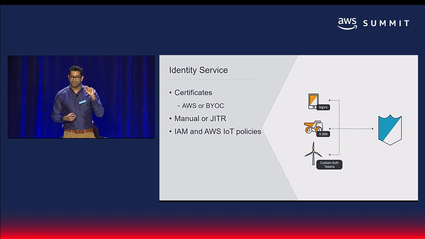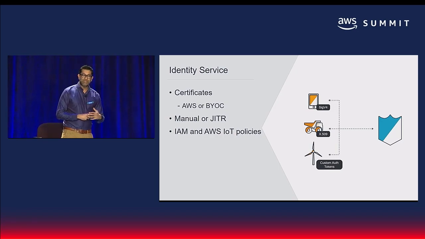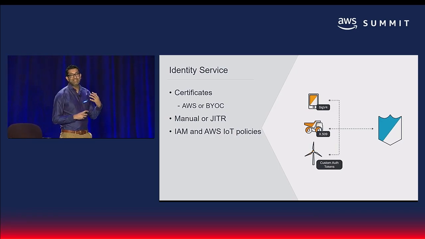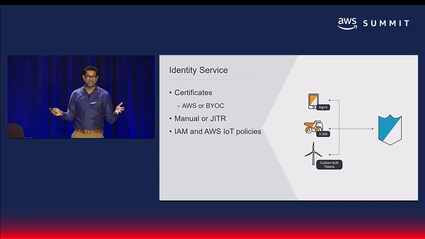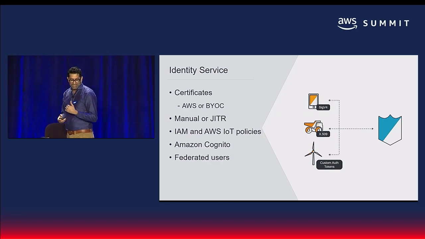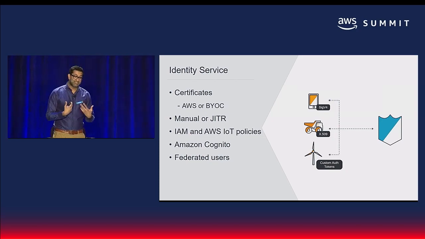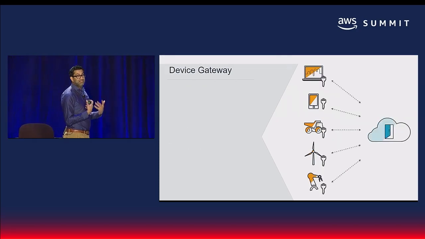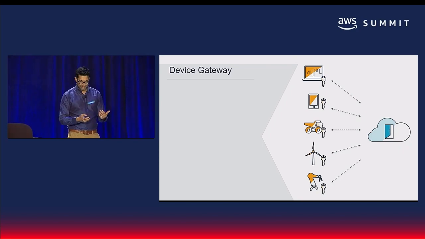Make sure you adhere to the least privilege model, where you only give it privileges that it needs. So don't give it a star privilege or an asterisk. That would be counterproductive, I'd say. The other option that you have is Amazon Cognito. This is a service that we provide where you can actually have devices utilize Cognito roles.